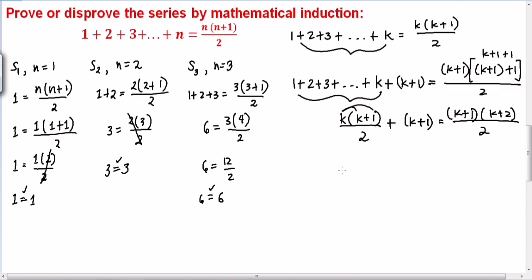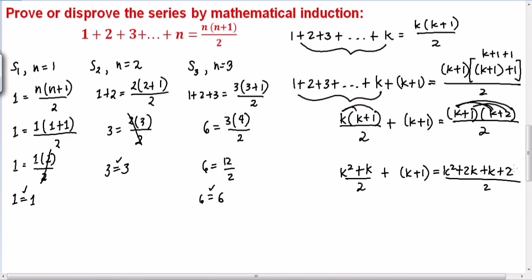So, magiging k times k squared, and then k times 1 is k all over 2 plus k plus 1 is equal to, so ito foil muna natin, k times k is k squared. Ayan. And then k times 2. So, k times k squared, k times 2 is 2k. And then 1 times k is k. And then 1 times 2 is 2. All over sila lahat ng 2.